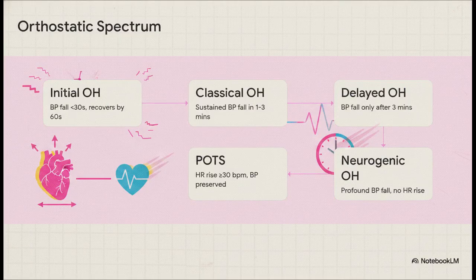So, to quickly recap the whole spectrum right here, initial OH is fast and fleeting. Classical is your standard drop within 3 minutes. Delayed OH is the latecomer, really easy to miss. Neurogenic OH is that pressure drop without the heart rate rescue. And POTS is all heart rate with no major pressure drop.